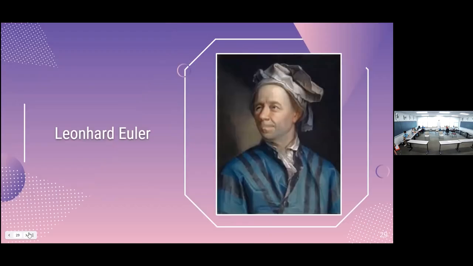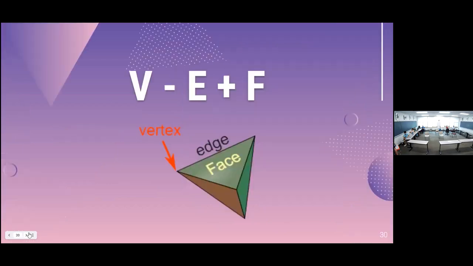We can now start classifying some shapes. So next we have Leonhard Euler. Leonhard Euler was a mathematician who created the Euler characteristic, or Euler number, in classifying surfaces. How we would get the Euler number is we would take the number of vertices, subtract the number of edges, and add how many faces there are in a shape.